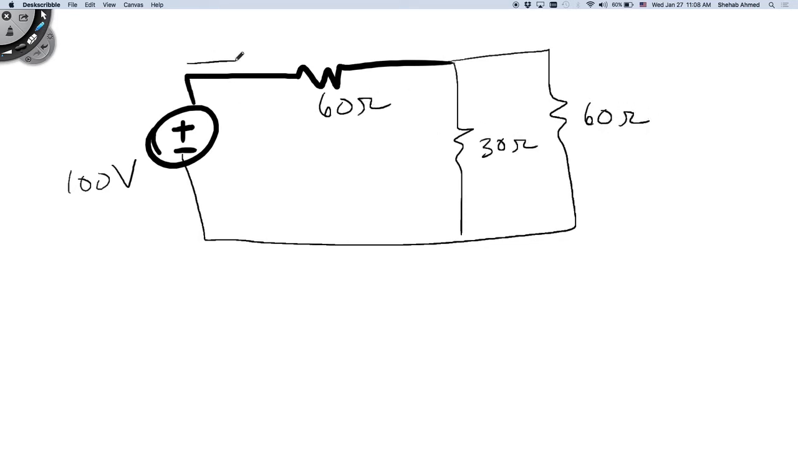Okay, and I want the source current, Is, and I want this current, I think they call it I3, and we want Vx, right? Which is the voltage across this parallel component. So how would we go about it? Always start from the end, away from the source.